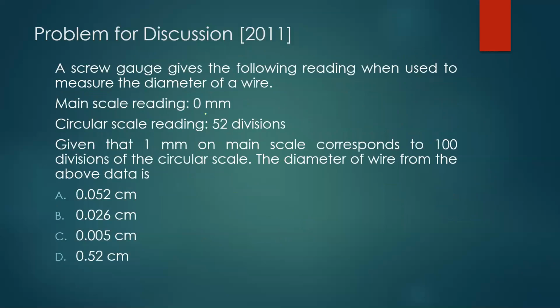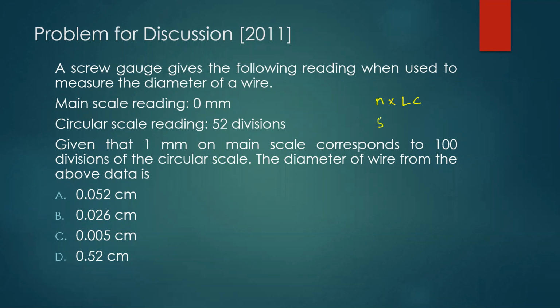Okay, so try this one. Nice, I think that's the correct answer. So here, how do we get the main scale reading? It is anyway 0. So we are just trying to get the reading, which would be n into the least count. The circular scale reading is that n.